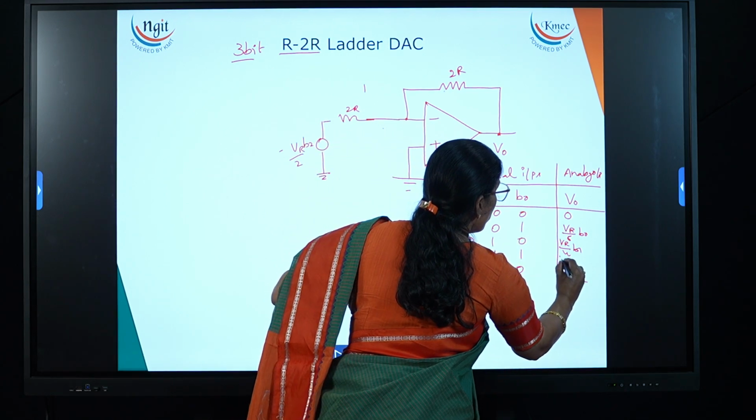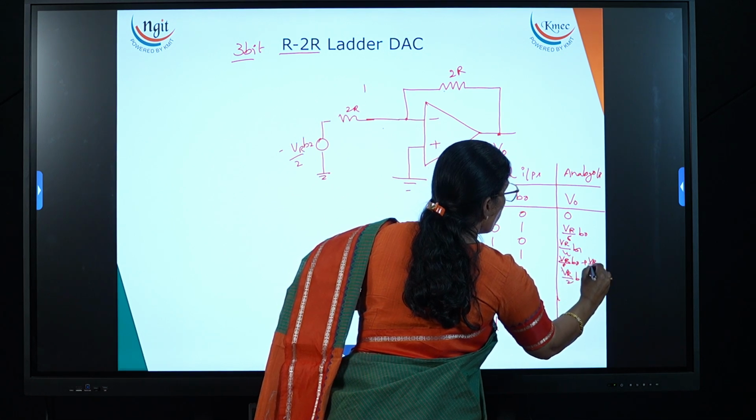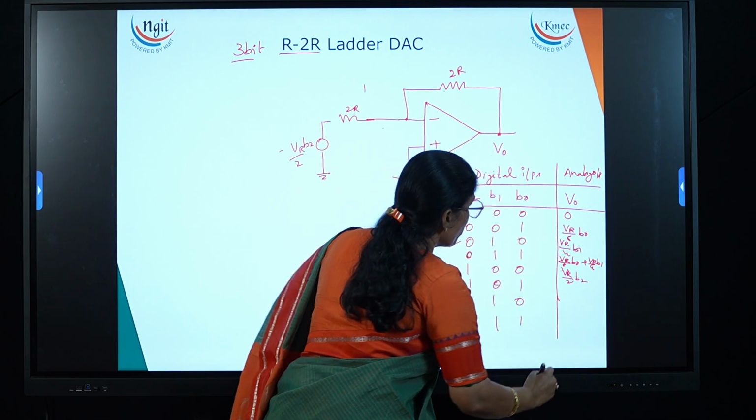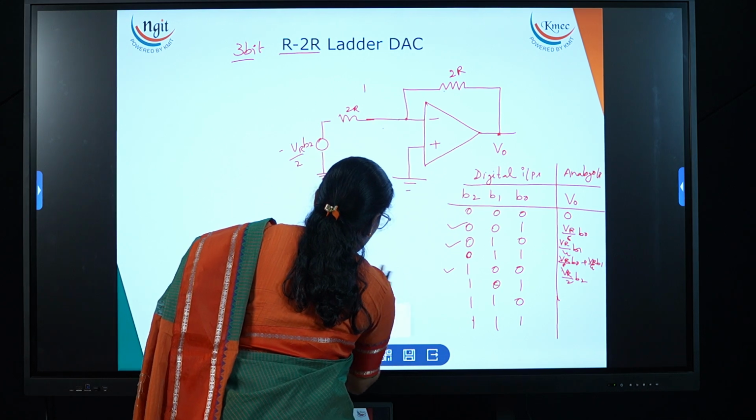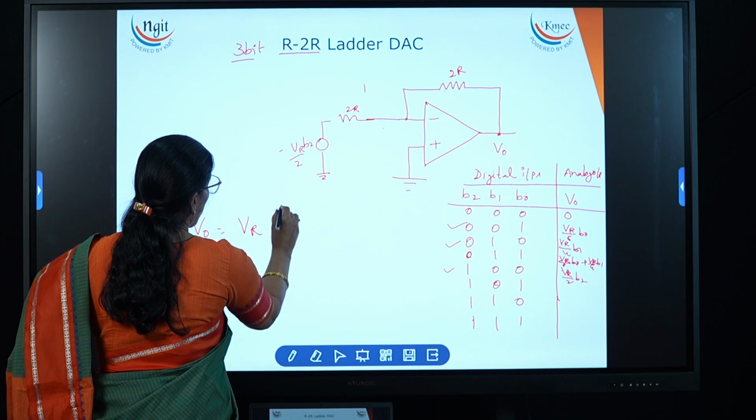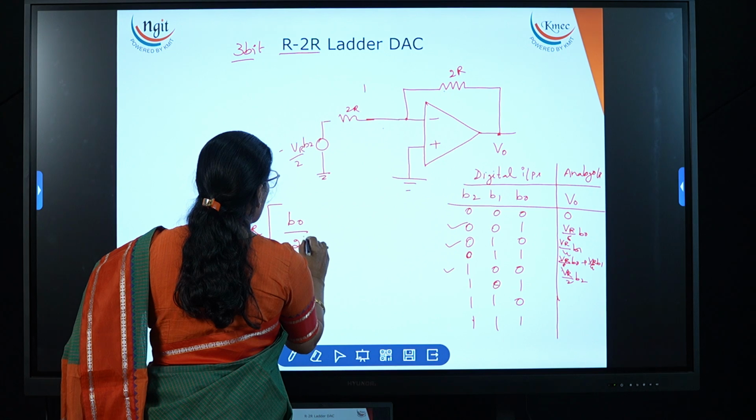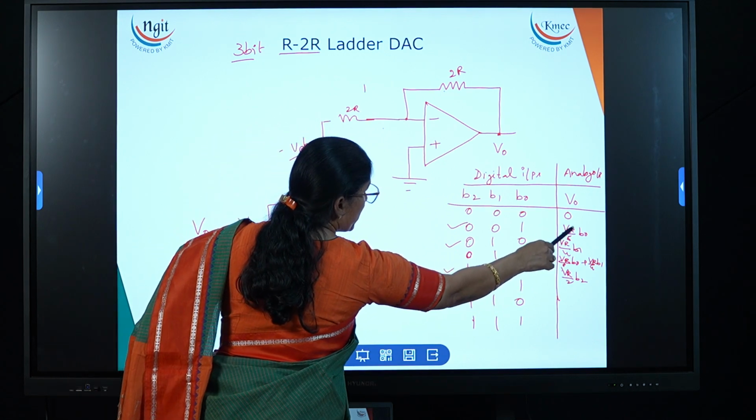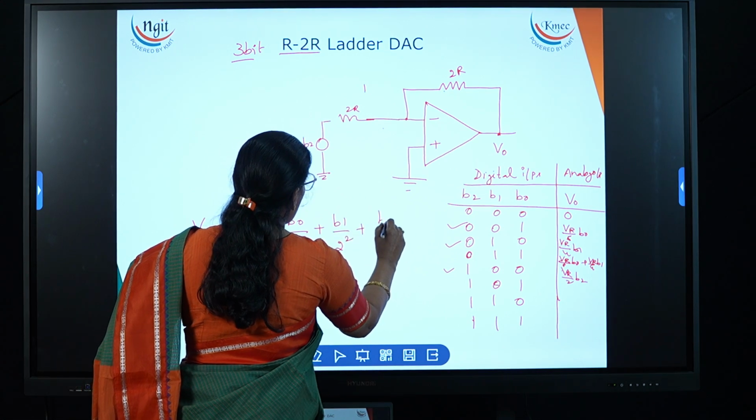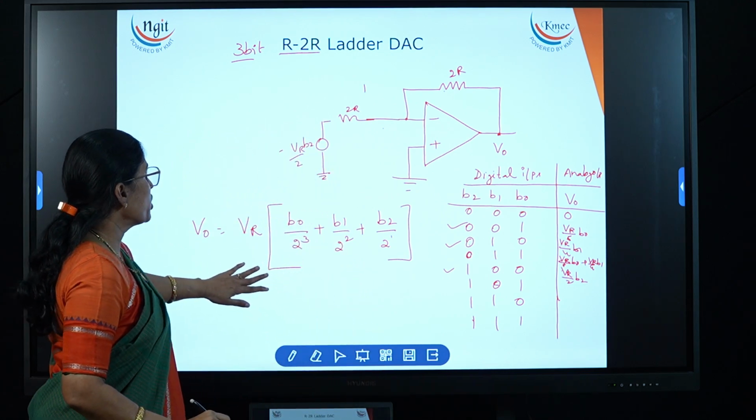Now in this case, you just add these magnitudes. For 3 bits, what is the formula? VR by 8 B0 plus VR by 4 B1 plus VR by 2 B2. If all are ones, then we need to calculate this. Now I can give the final output voltage V0 is equal to V reference, if I take it out, then what will I get? V reference times B0 by 2 to the power of 3 plus B1 by 2 to the power of 2 plus B2 by 2 to the power of 1. Now this is the final expression for the 3 bit.